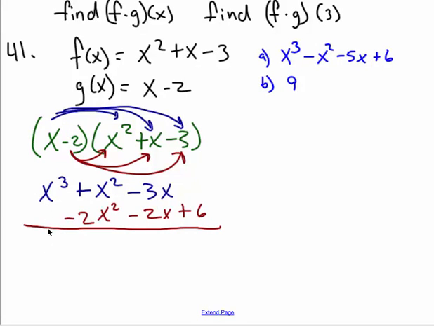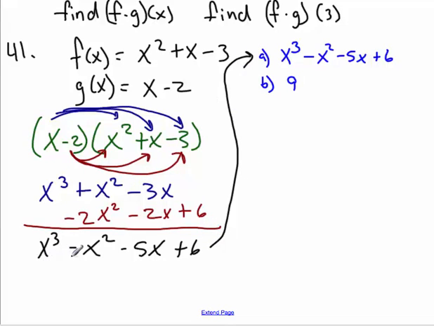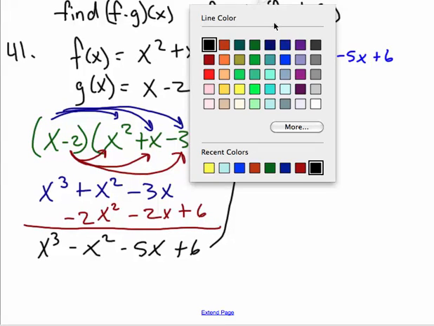Bring these things down. X cubed minus 2x squared plus x squared is just a minus 1x squared or minus x squared. Minus 3 minus 2 is minus 5x plus 6. That should be what the answer book says. X cubed minus x squared minus 5x plus 6. And then for the second part, if we want to evaluate that for 3, basically you just plug 3 right in for the x.